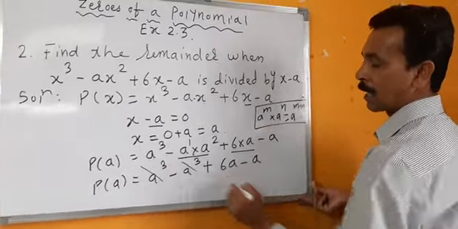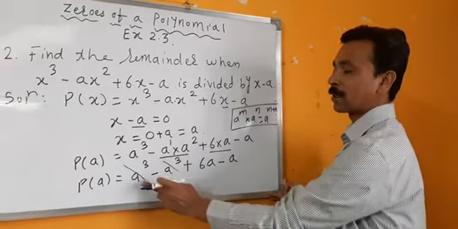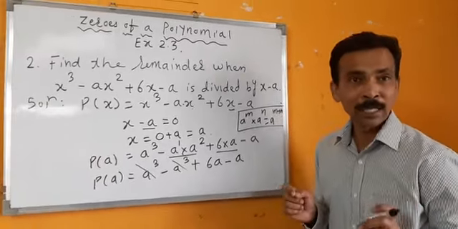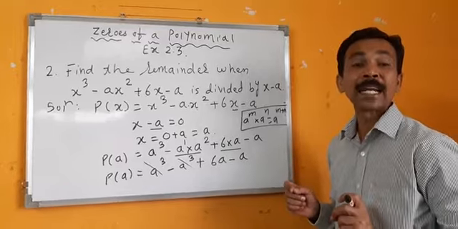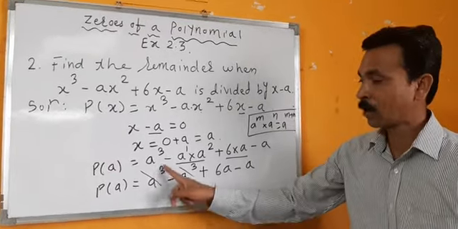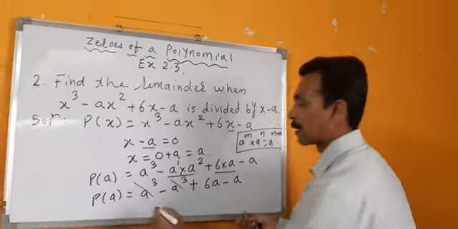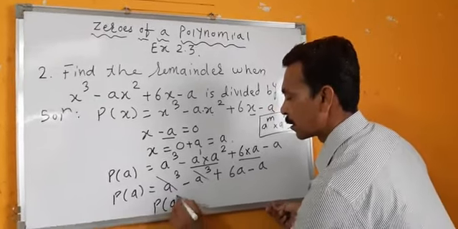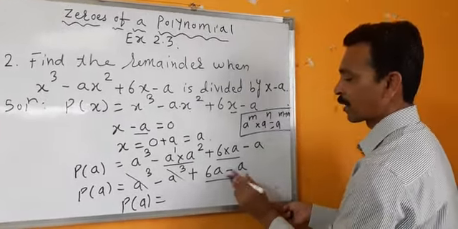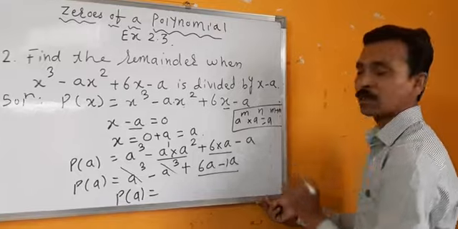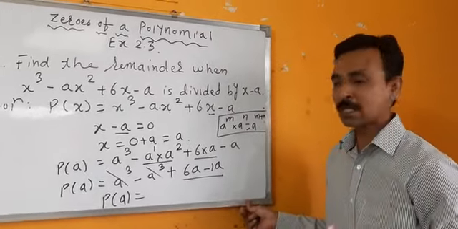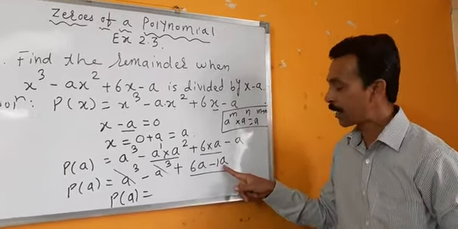This a cube and minus a cube get cancelled, because equal terms with opposite signs get cancelled. So p of a is equal to, what is left? 6a minus a. a means what? 1a. If there is no constant term with any variable, here what is the variable?